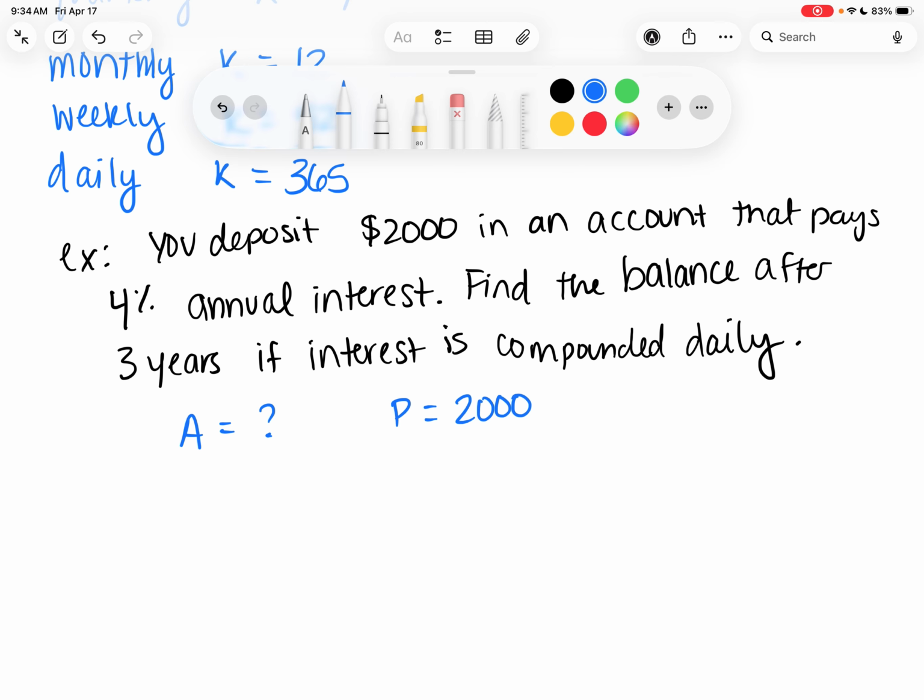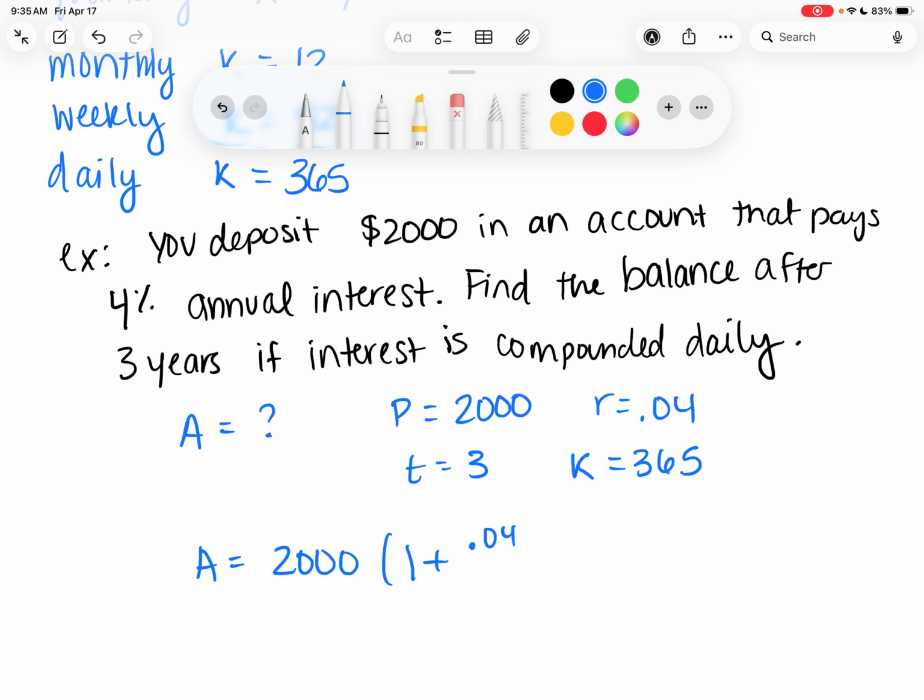R is given as a percent, but we need it as a decimal, so what would it be? 0.04. Yep, 0.04. After 3 years, so T is equal to 3. And it's compounded daily, so K is 365. Yep, 365. So now we're just going to plug them in. A is equal to 2,000 times 1 plus R over K, so 0.04 over 365, raised to the 365 times 3.